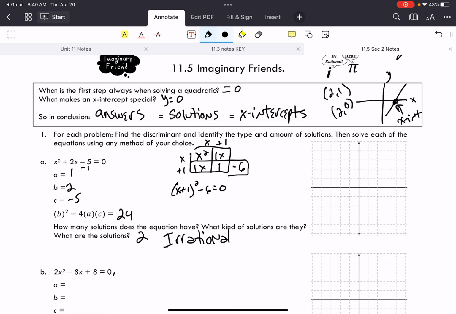Okay, what do I do first to get the x alone? Square root. Even before that. That's my next step. It's close. Add the 6. Yep, add the 6. Good. Now I can square root my 6. Move over the 1.